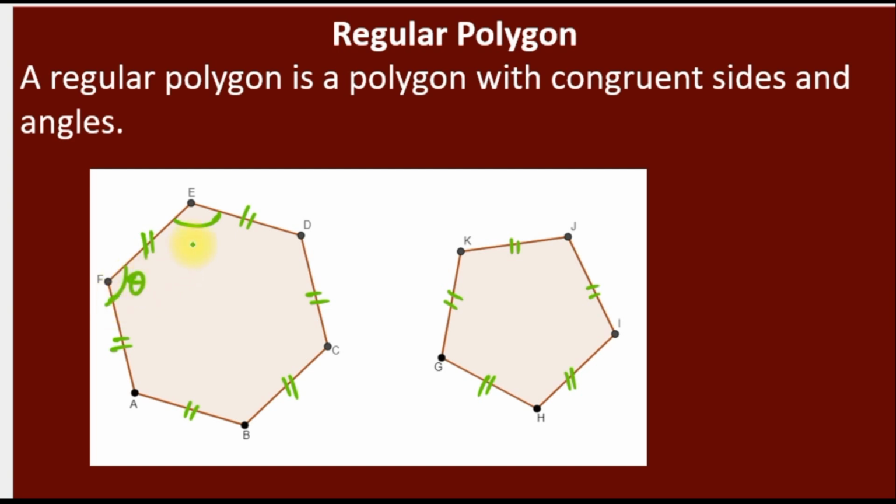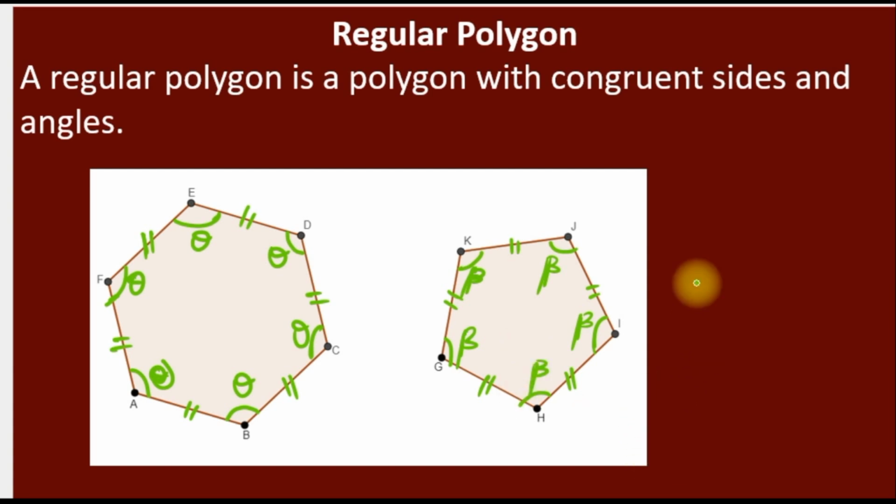So if here is theta, here is theta, here is theta, here is theta, here is theta, here is theta. So also if here is beta, here is beta, here is beta, here is beta, and here is beta. So they must have equal angles and sides.